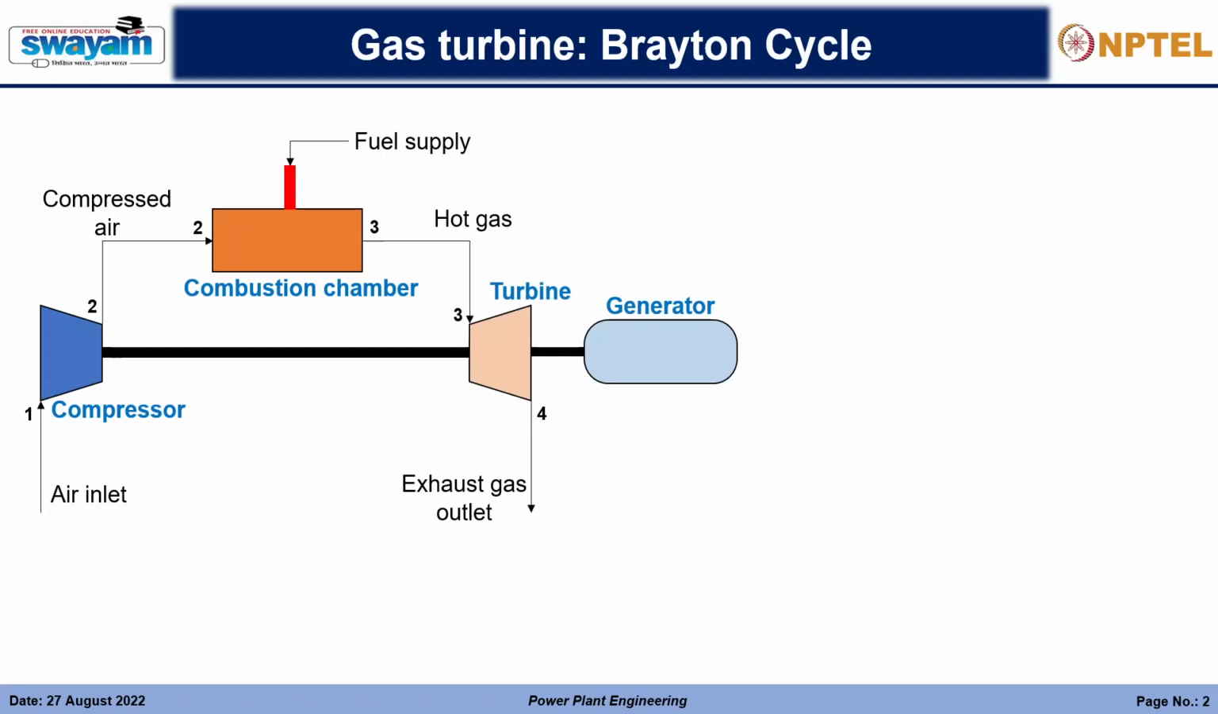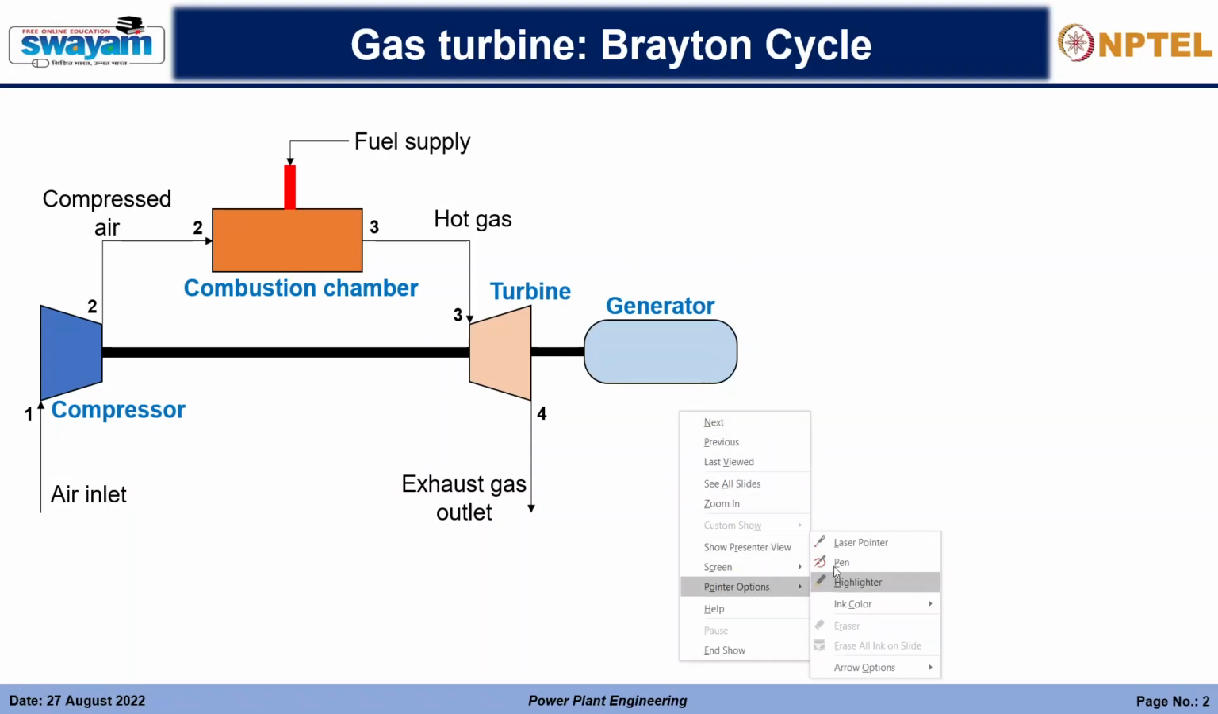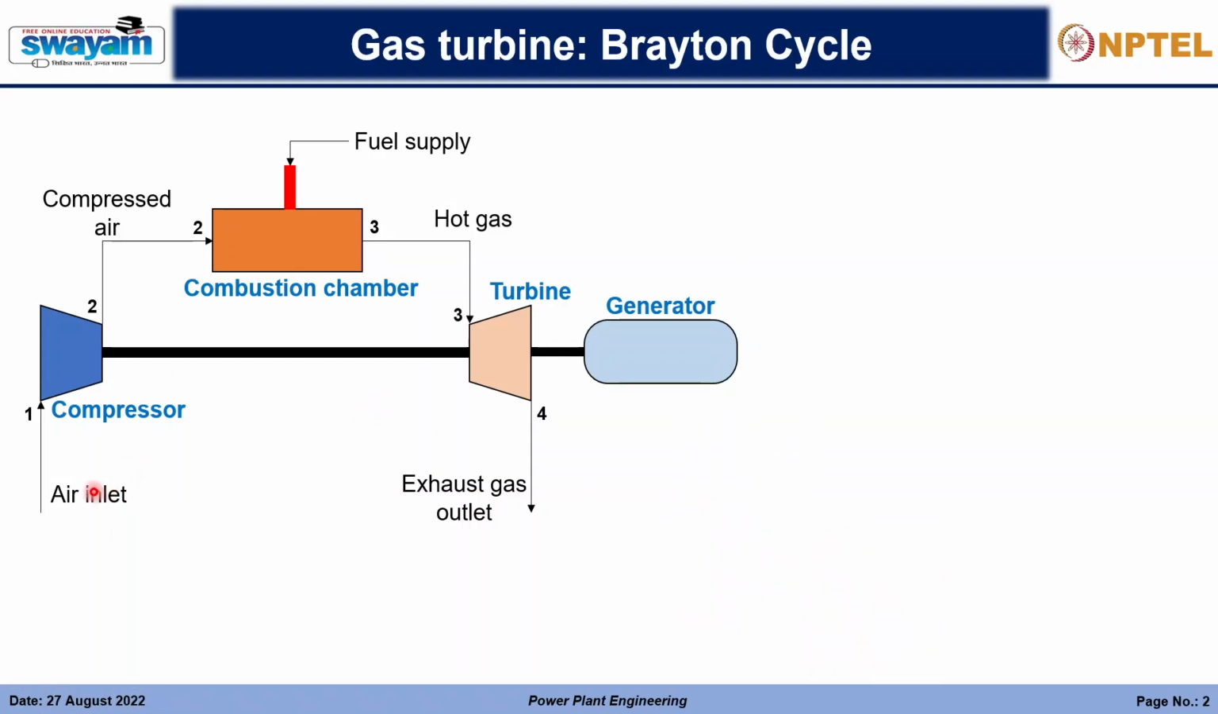First, I want to jog your memory regarding how a gas turbine works. It works on the Brayton cycle, and here I am showing you the schematic. Air is inlet to the compressor. The compressor compresses the inlet air, and this compressed air moves to the combustion chamber, wherein the fuel is also supplied. The air-fuel mixture is then burnt.